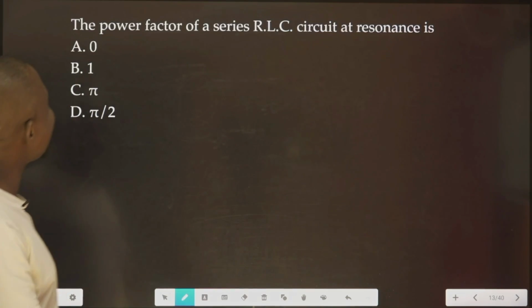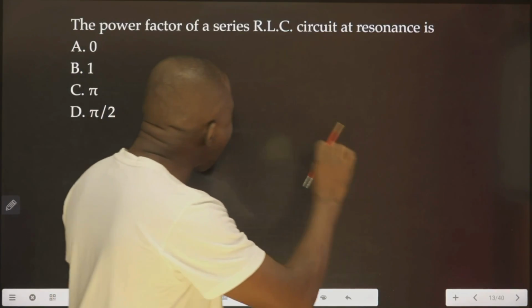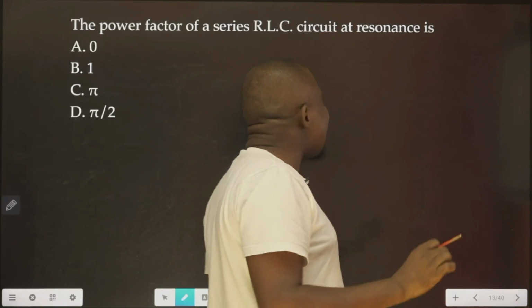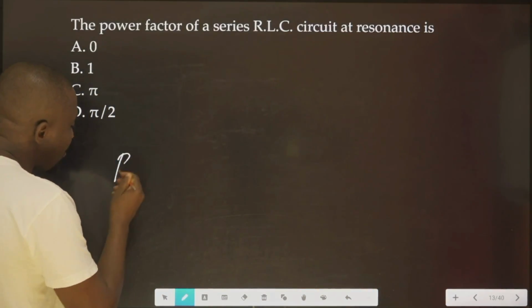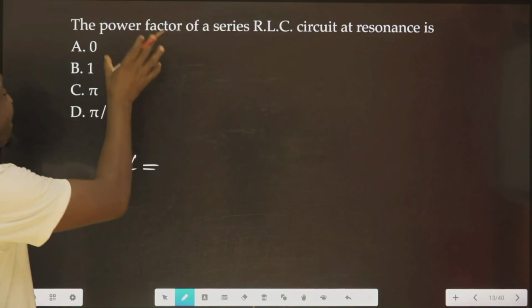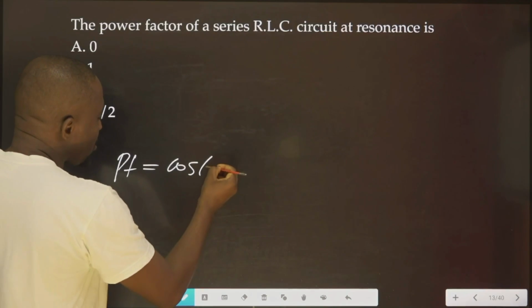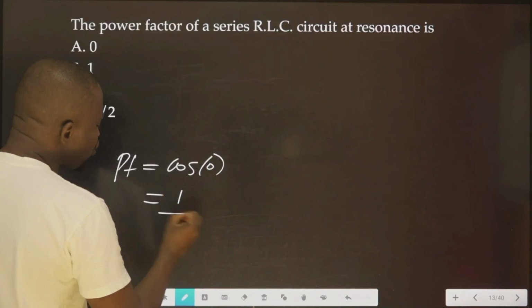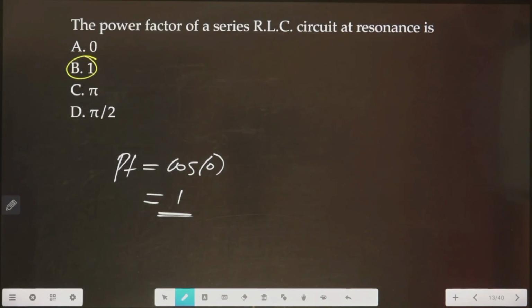Let's look at this. It says, the power factor of a series RLC circuit at resonance is what? The power factor of this at resonance is simply equal to cos 0. Cos 0 is 1. So the answer is B. No need to waste our time.